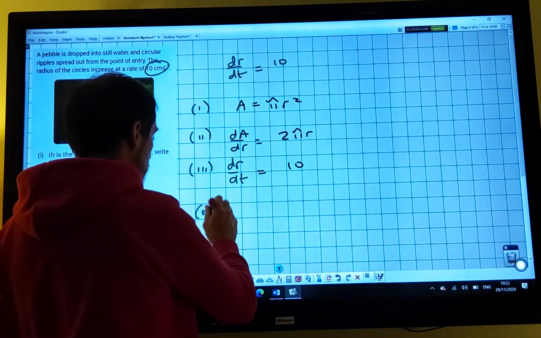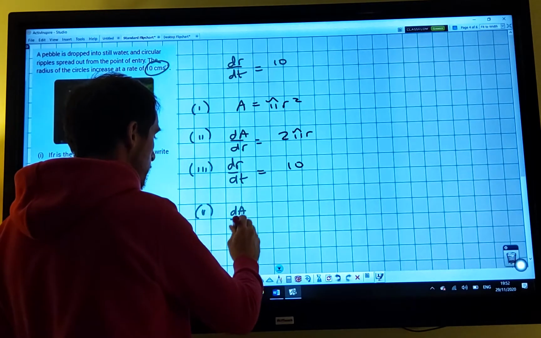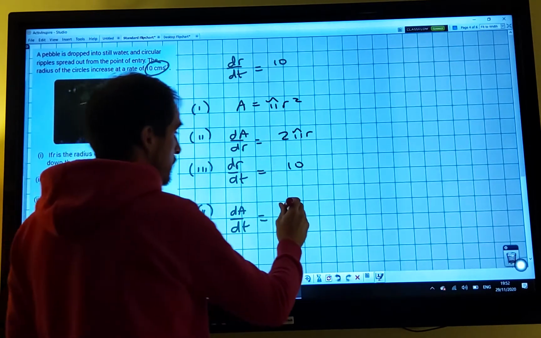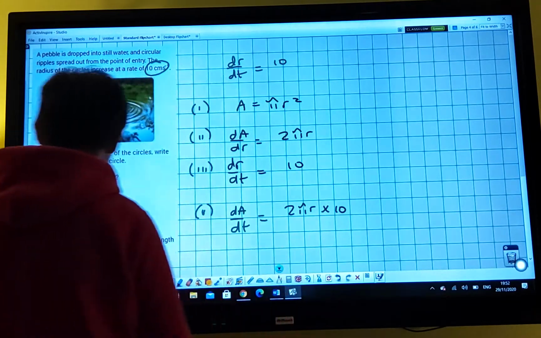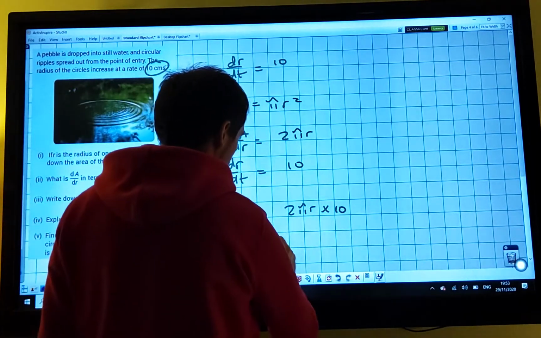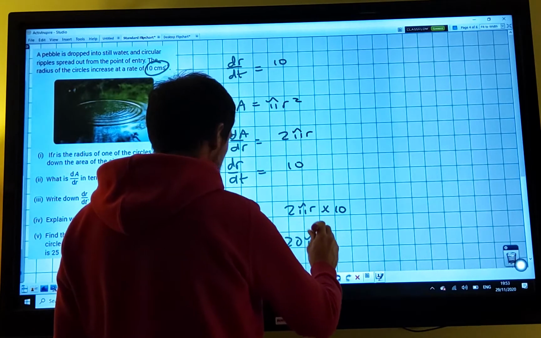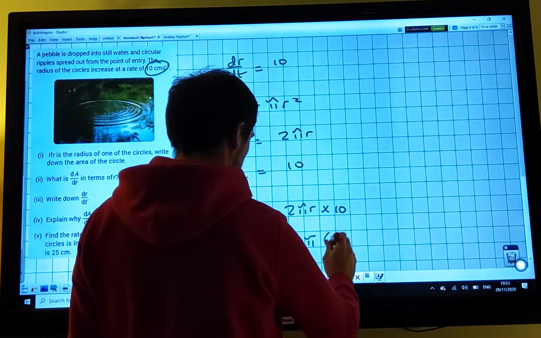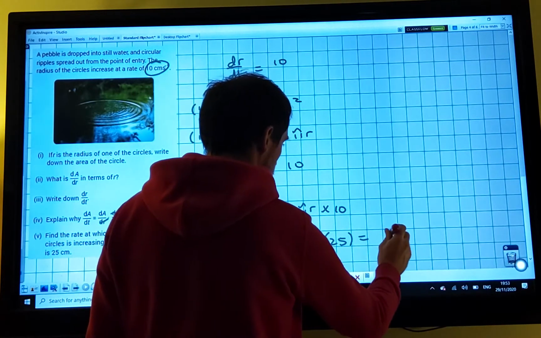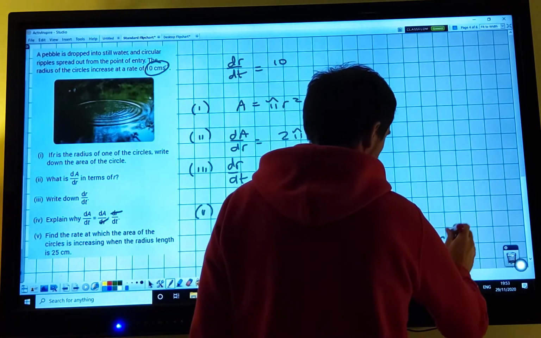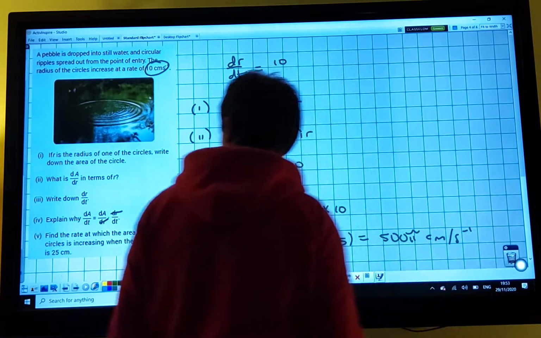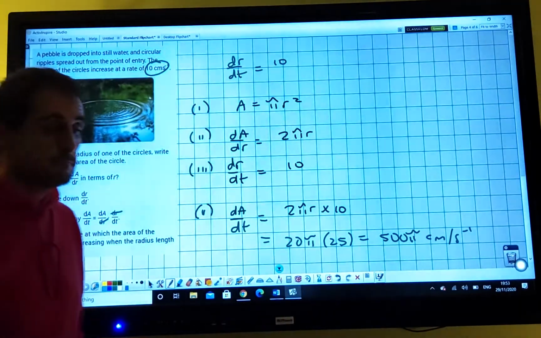So for the last part, we can say that dA/dt is equal to 2 pi r times 10, and it says when r is 25, so that's equal to 20 pi times 25, which is 500 pi centimetres squared per second. That's all there is to that.